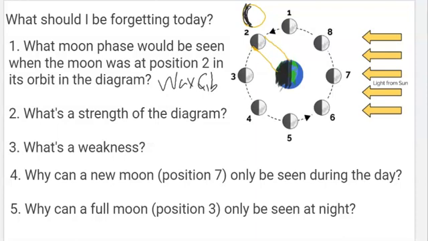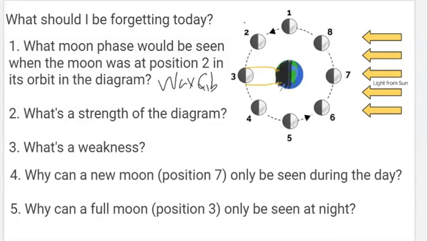What's the strength of the diagram? This one doesn't show what the moon phases look like, which is why I picked it for number 1. So that makes the strengths kind of limited. It only gives you the chance to figure it out. But I think that's the most obvious strength of this one. I can use this to figure out the moon phase at any place in its orbit.